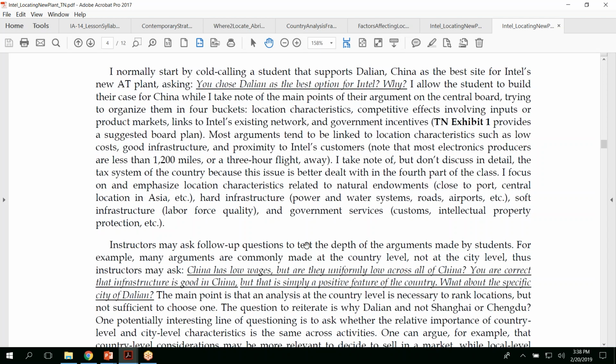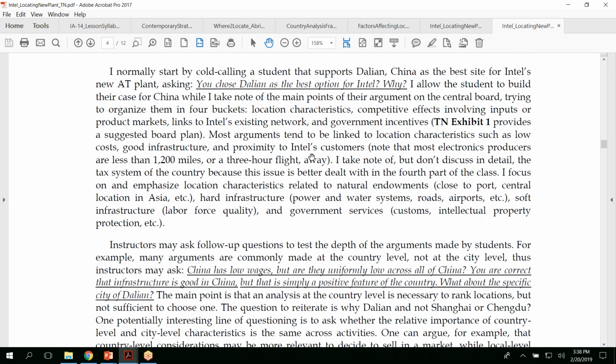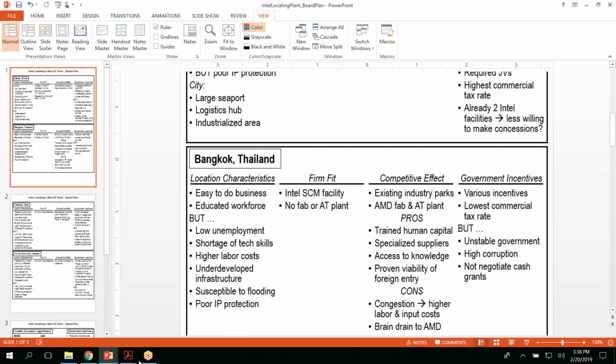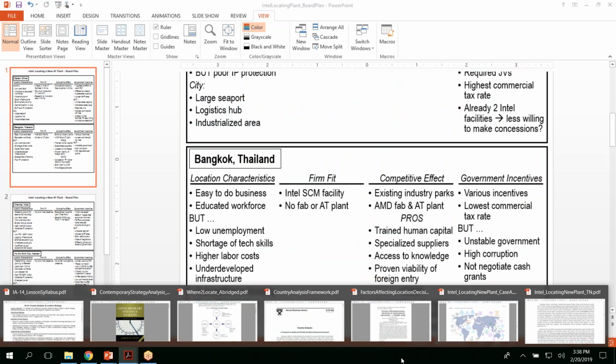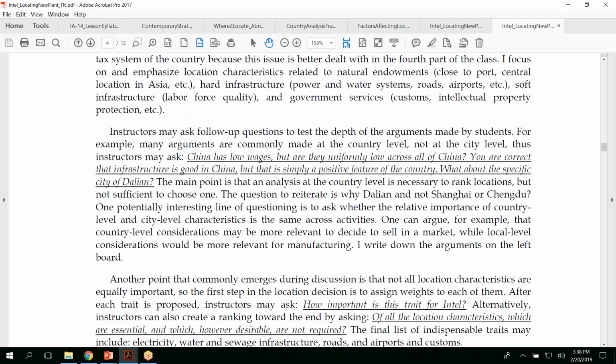What about the specific city of Dalian? What do we know about that, right? Just because China has good infrastructure, does Dalian? And you can get students to look and say, oh yeah, well, Dalian's a seaport. So again, the motivation is to get students to think it's not just about choosing a country, it's about choosing a location, and China is not uniformly the same. So what I was going to say was the most valuable thing that you get out of the teaching note, above and beyond my board plan, is specific questions to ask to get into some deeper issues there, right?